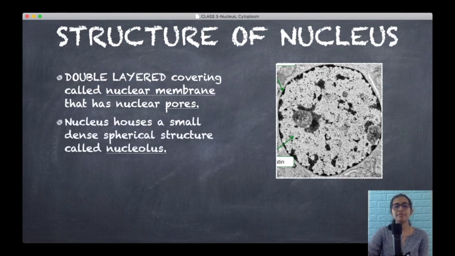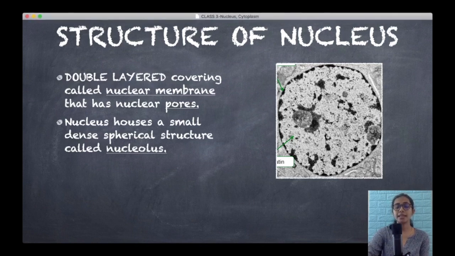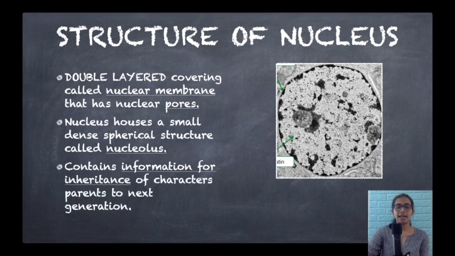Then what else does this have? The nucleus houses a small, dense, spherical structure called the nucleolus. Right? Well, how does it help? It helps in making or synthesizing some of the proteins. And the nucleus also contains information for the inheritance of characters from parents to the next generation.